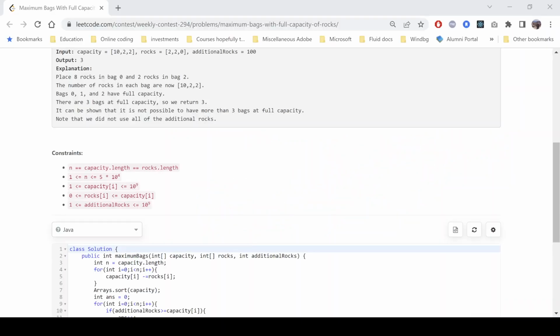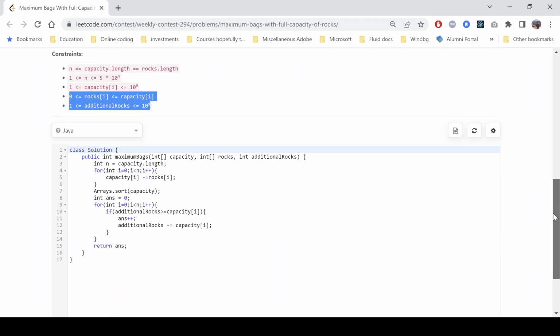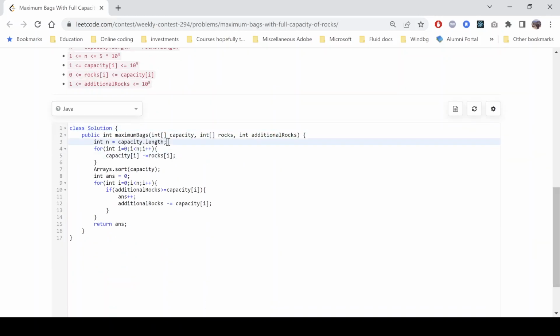Let's look into the code. This is the main concept to solve this problem. If I talk about the solution, we compute the length, the number of bags that we have, and as told, we compute the new capacity, where capacity of I equals capacity of I minus rocks of I. That means now the capacity array will have the number of rocks needed to fill that particular bag. Then we sort this array and start traversing it.